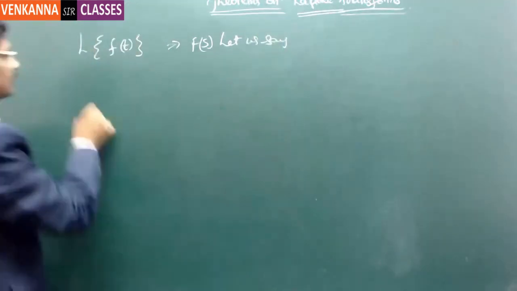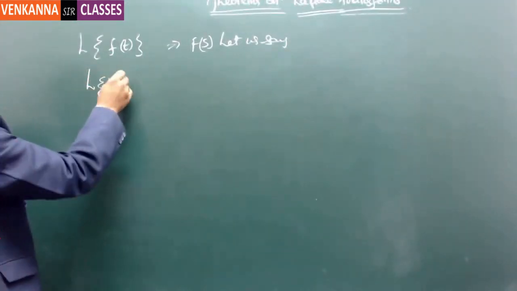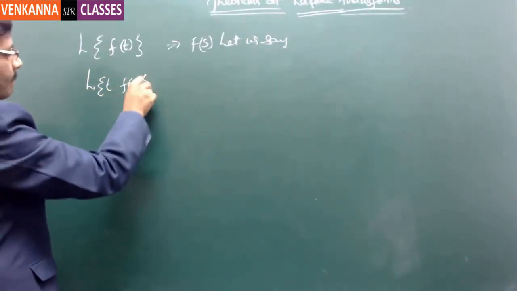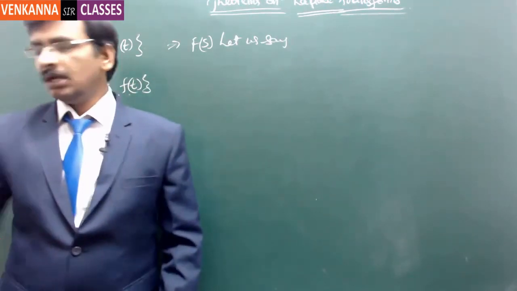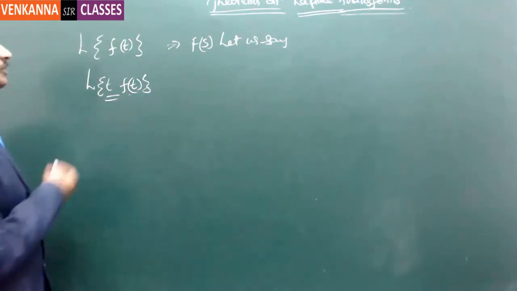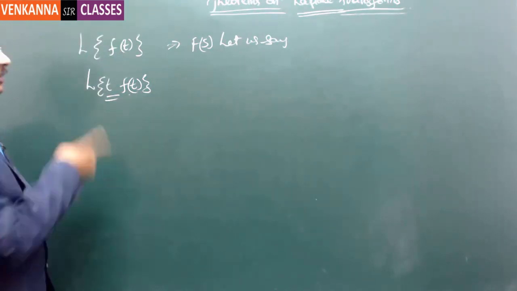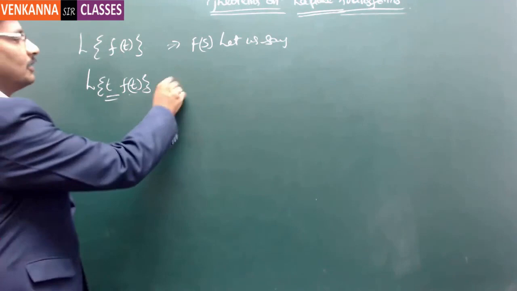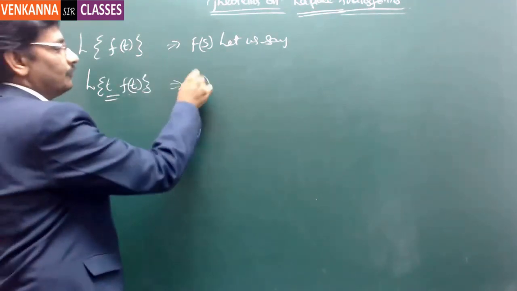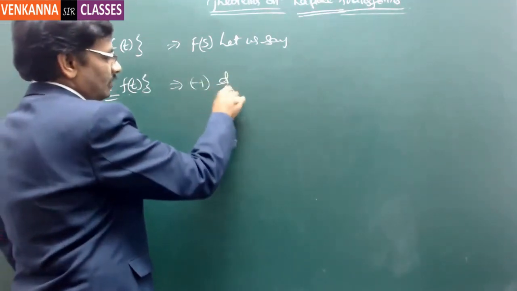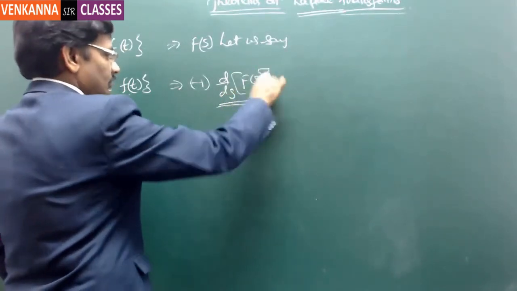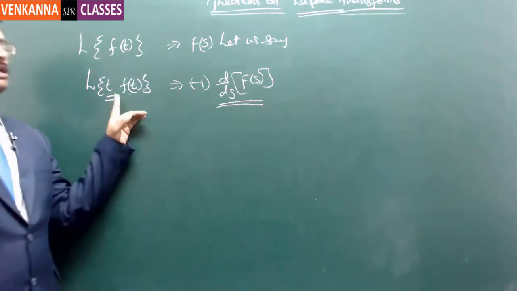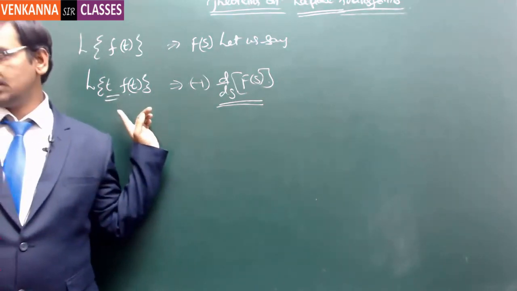then what is the Laplace transform of t into f of t? So the function is getting multiplied with t. The Laplace transform of the function multiplied with t is nothing but minus 1 into d by ds of the Laplace transform. So this is the Laplace transform when the function is multiplied with t.